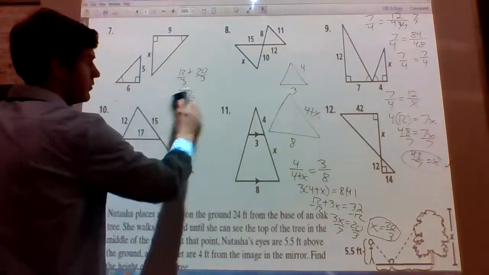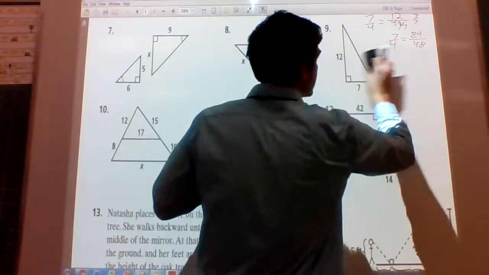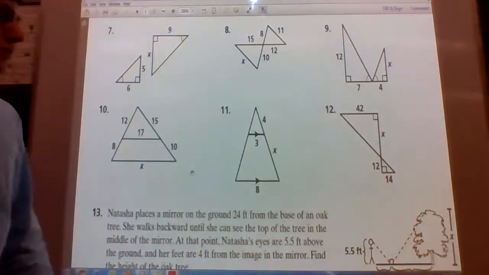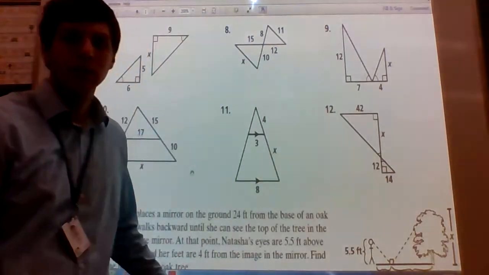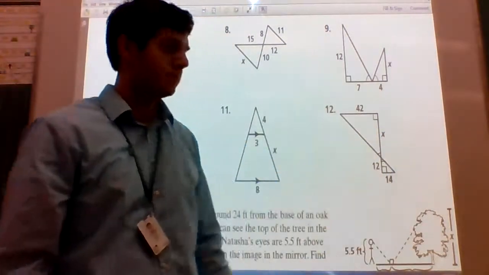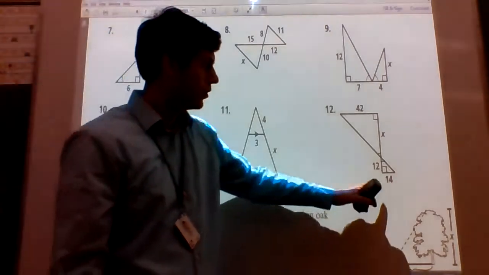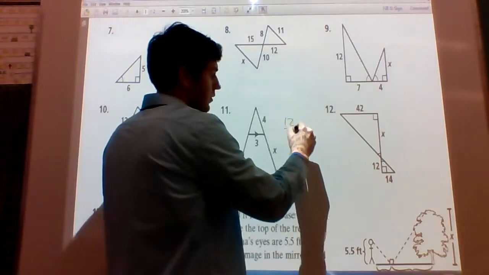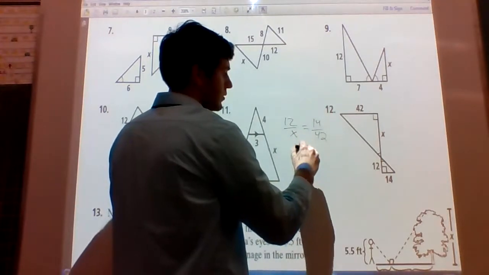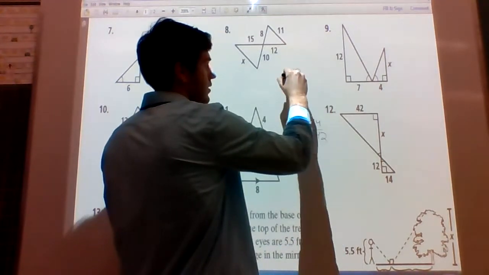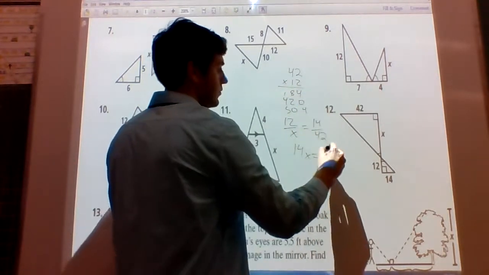Then number 12. Vertical angles. So we know by the angle similarity criterion that the triangles are similar. If the triangles are similar, the sides are proportional. So 12 is to x as 14 is to 42. Cross multiply, 14x equals 504.